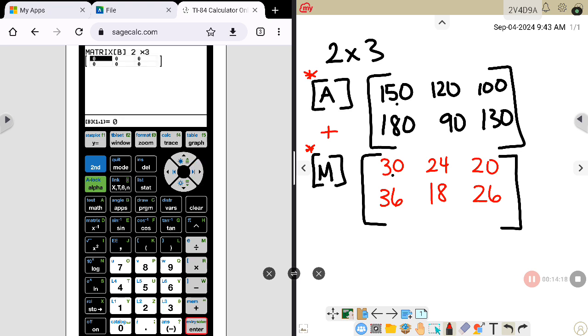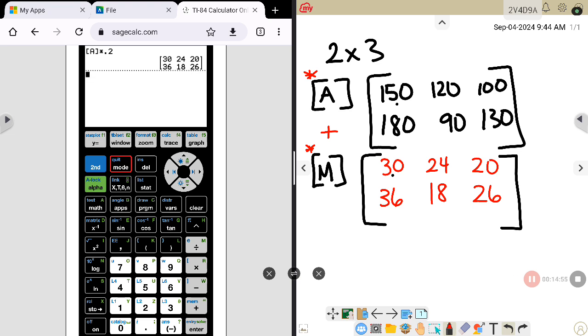Enter the entries from the matrix I have for M, which is 30, 24, 20, 36, 18, and 26. So there's this matrix. So now I just want to add those two matrices together. So let's do that in our calculator. So I'm going to go to quit. So second, quit. Now I'm going to add the two stored matrices.